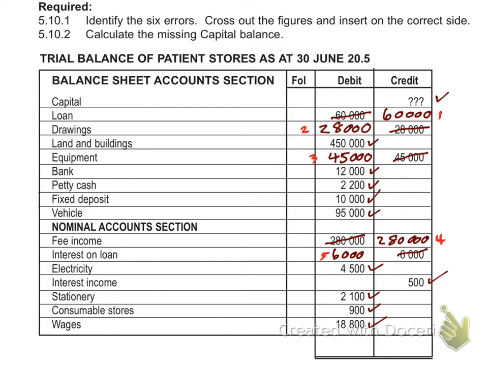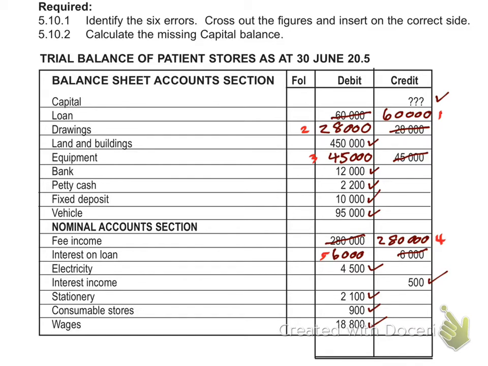So now the next question, 5.10.2 says, calculate the missing capital balance. How do we do that? So, yes. I was going to say, we add up the debit side, and then with the total, we also add up the credit side, and then obviously the debit side will be more. Then we subtract the credit from the debit to get our answer. There we go. Very correct. So let's do the additions.